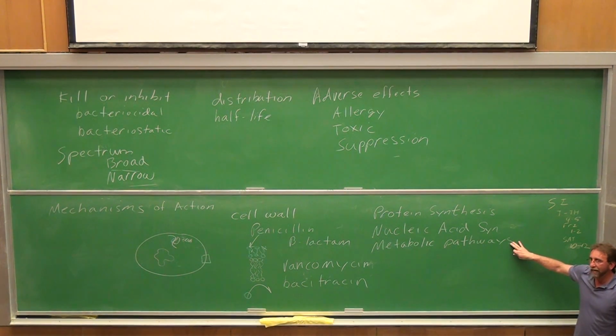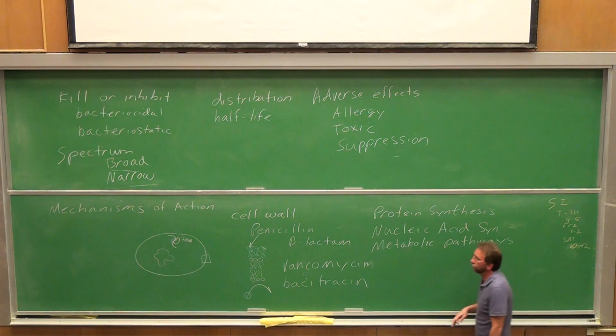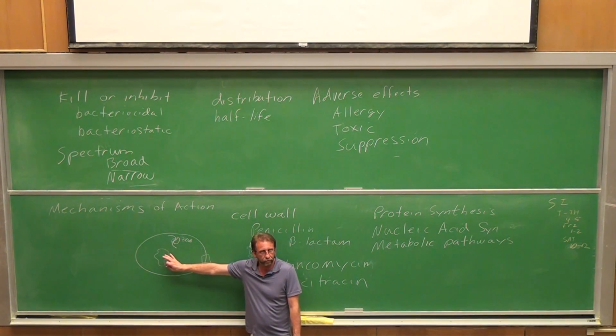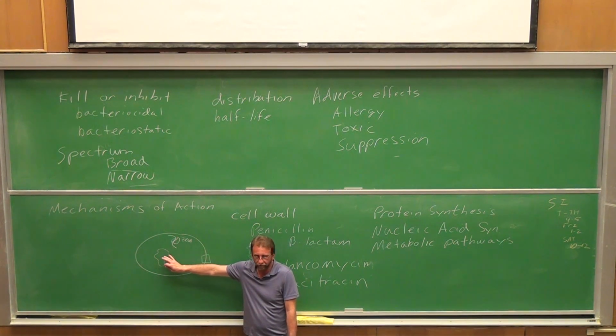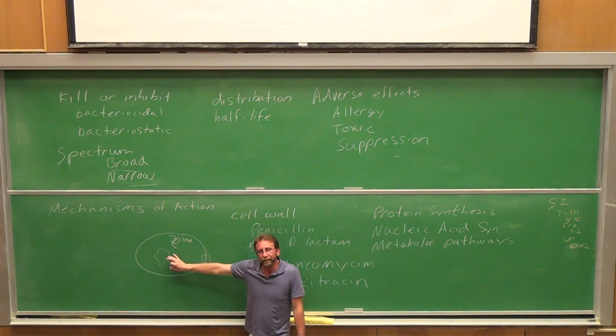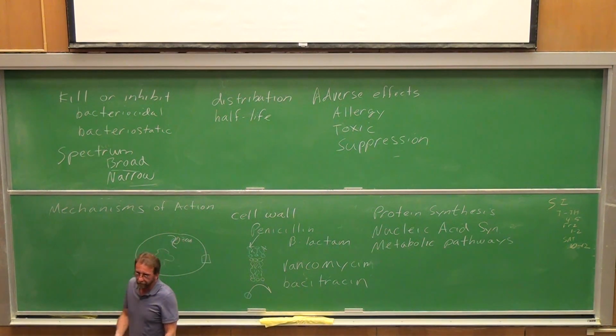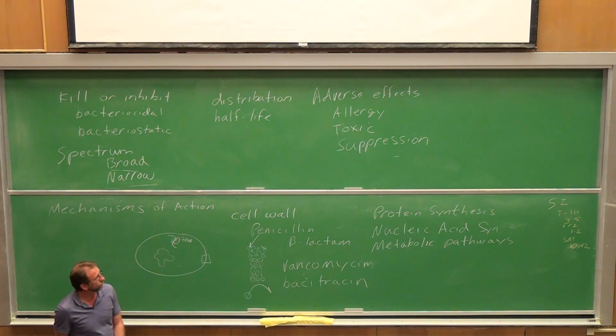Interfere with metabolic pathways. So if you interfere with glycolysis or the Krebs cycle or the electron transport chain or folate synthesis, which is what your book talks about, if you interfere with any one of those metabolic pathways, you can again kill or stop the spread of the microbe.